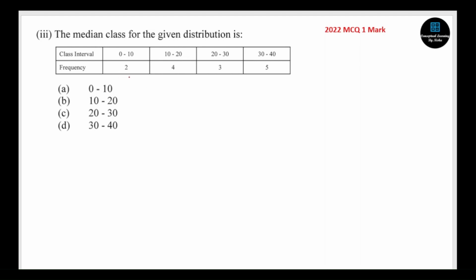If I consider CF, I'll get 2, and then 4 plus 2, I'll get 6, and then plus 3, 9, and then plus 5. So I'll get 14, and if I simply divide it by 2, I'll get 7, which lies between which class? This. So this is the median class for us, right? Okay.